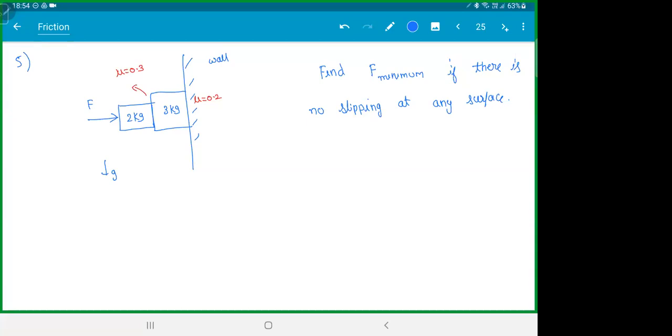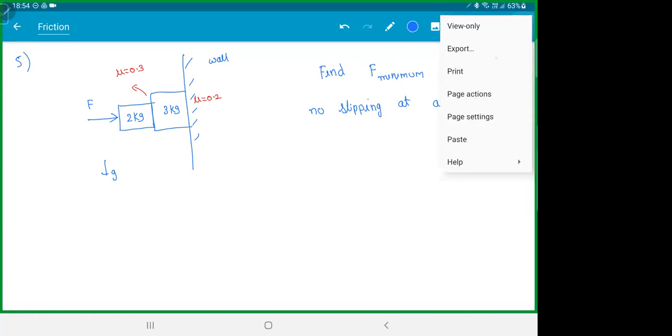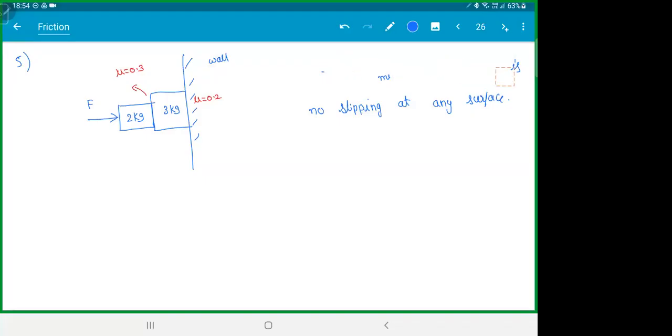The answer is 150. Okay. 200 by 3. Let's start with the free body diagram. First, the FBD of the 2 kg block. Force F, normal reaction, your weight 20, friction has to be up. Let this be F1. Since it is in equilibrium, F1 is equal to 20.